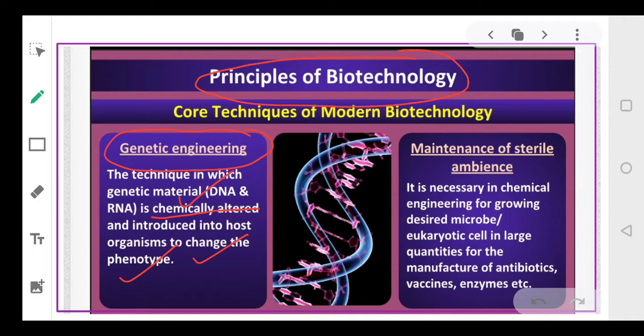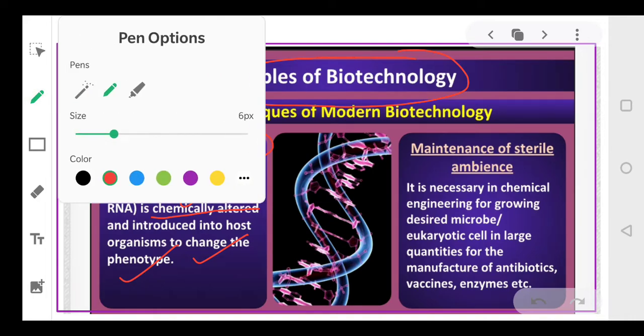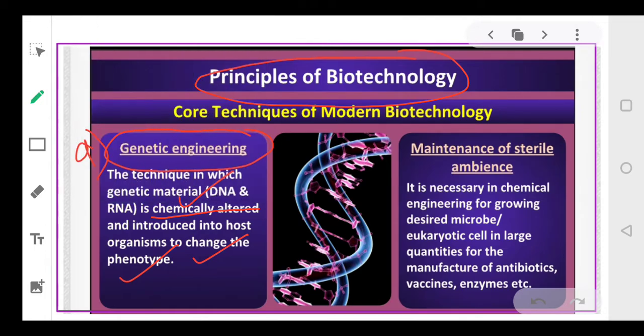The second technology is called bioprocess engineering. Okay, the first that we have is genetic engineering, and the second that we have is bioprocess engineering. What do we call the second one? Bioprocess engineering.